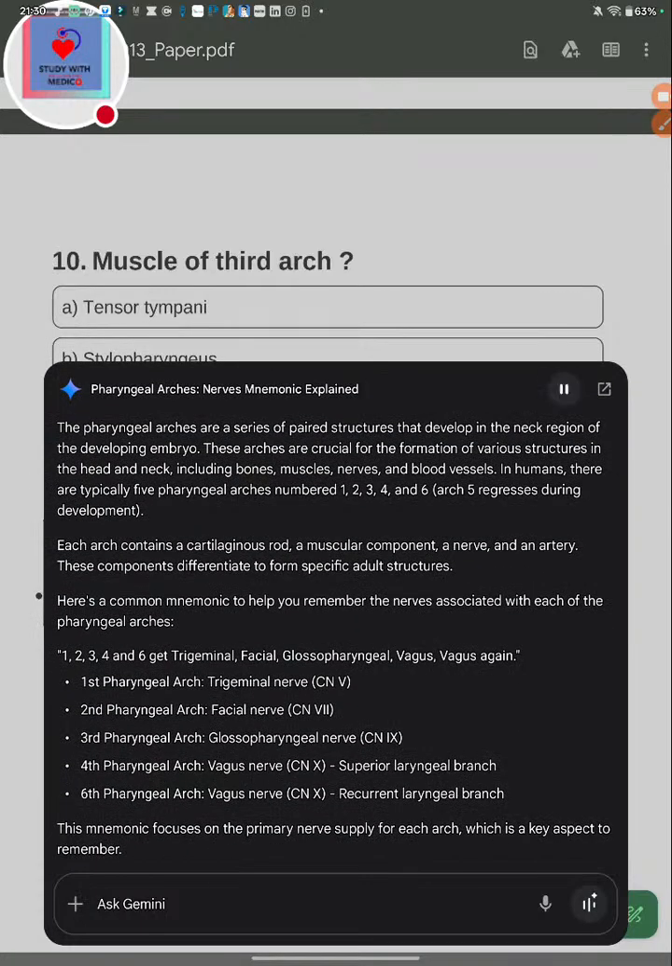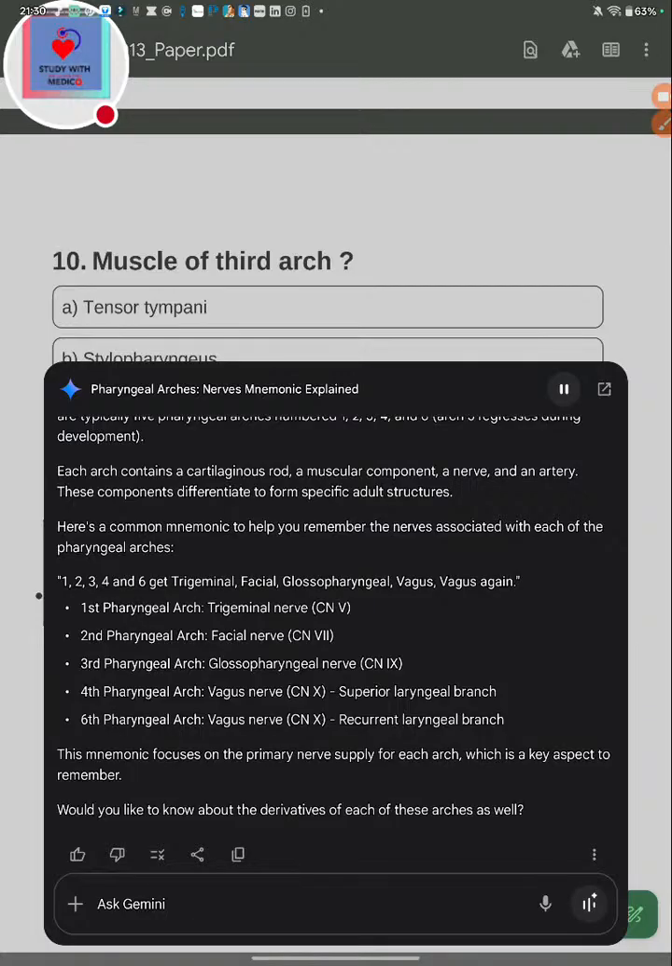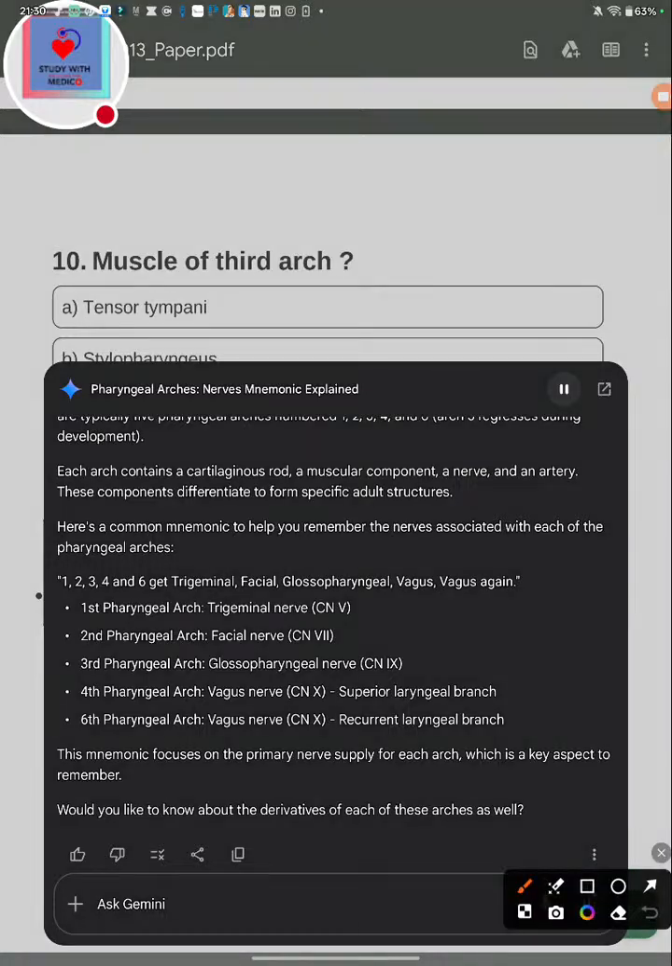The pharyngeal arches are a series of paired structures that develop in the neck region of the developing embryo. These arches are crucial for the formation of various structures in the head and neck, including bones, muscles, nerves, and blood vessels. In humans, there are typically 5 pharyngeal arches numbered 1, 2, 3, 4, and 6; arch 5 regresses during development. Each arch contains a cartilaginous rod, a muscular component, a nerve, and an artery. These components differentiate to form specific adult structures.